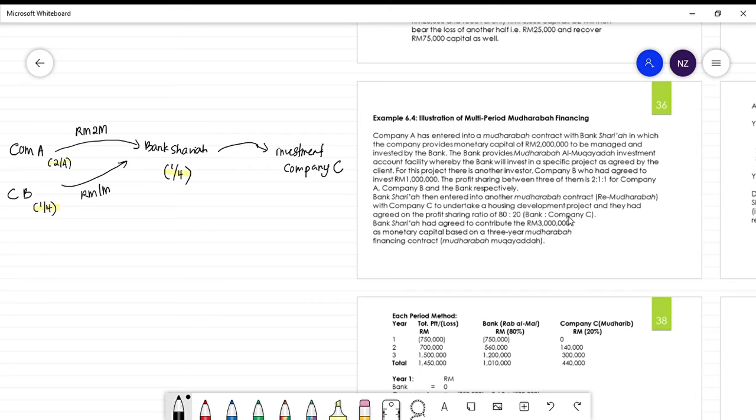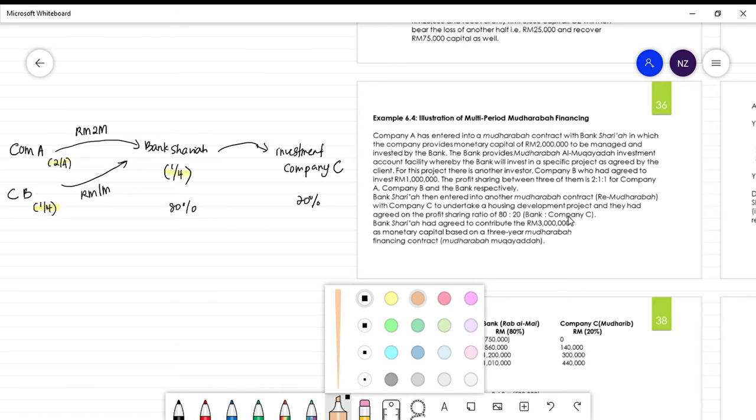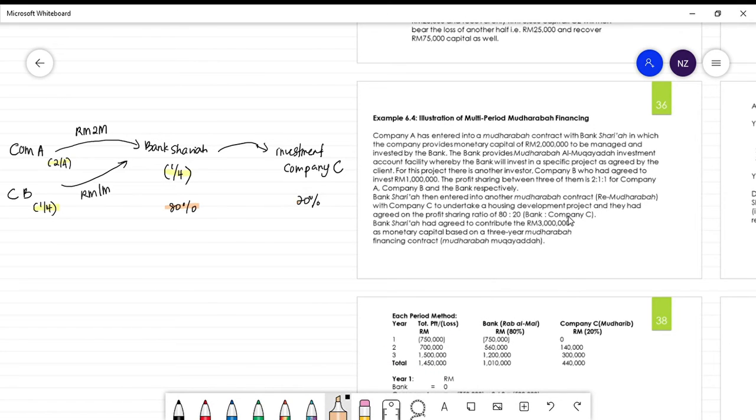So saya pun tulis dah dia punya second mudharabah punya profit 80-20. Nampak tak, dia gabung multilateral mudharabah with re-mudharabah concept dan saya pun highlight, so let's highlight lah dia punya pre-agreed ratio kan. Okay, so ada 2 tadi. Okay, now habis dah ke?